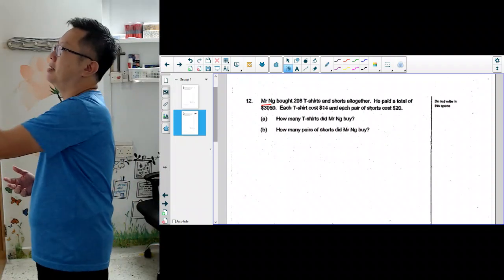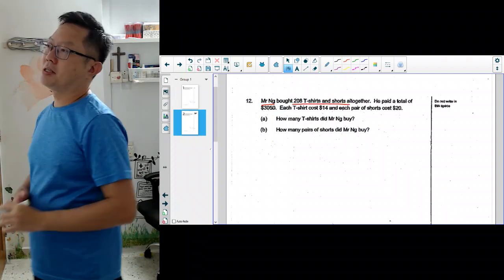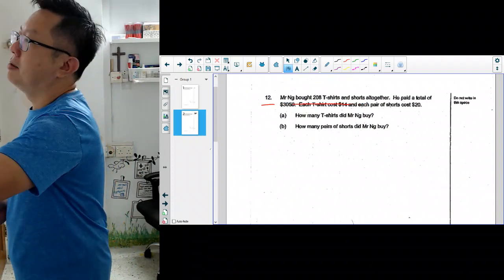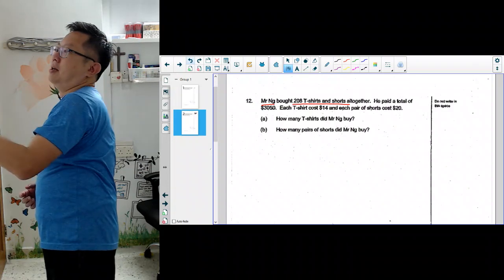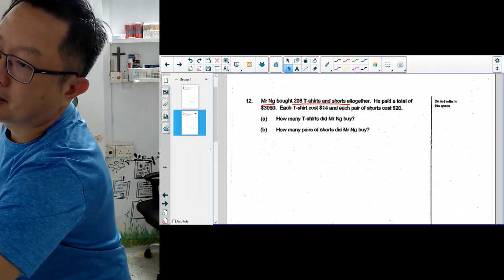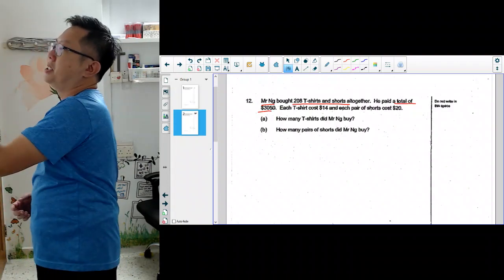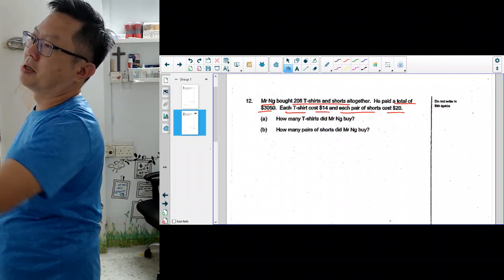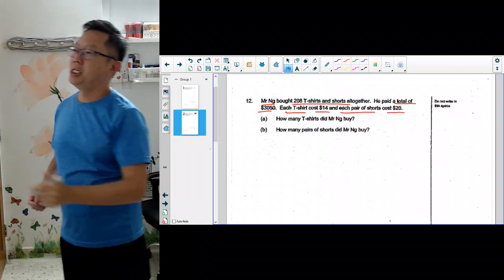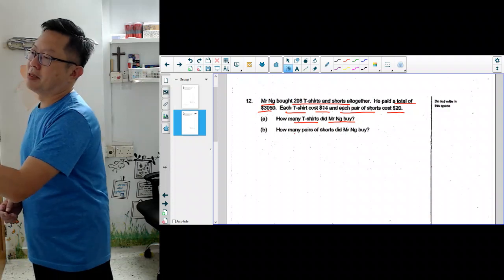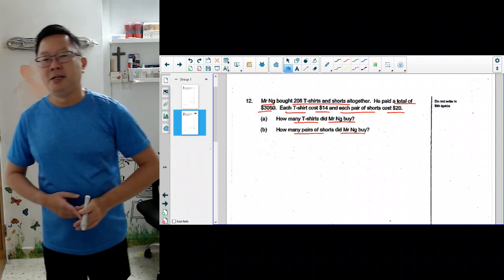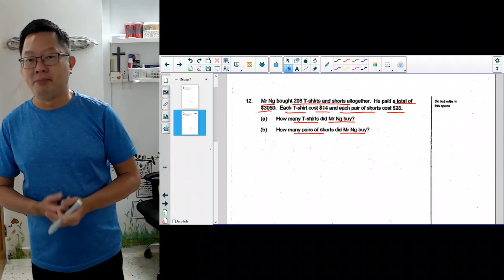Okay, so Mr. Ng bought 208 t-shirts and shorts altogether. He paid a total of $3,050. Alright, so let me just highlight. And each t-shirt costs $14 and each pair of shorts costs $20. So how many t-shirts did Mr. Ng buy and how many pairs of shorts did Mr. Ng buy?